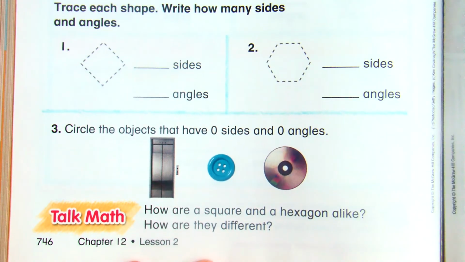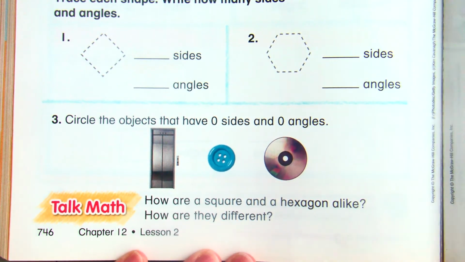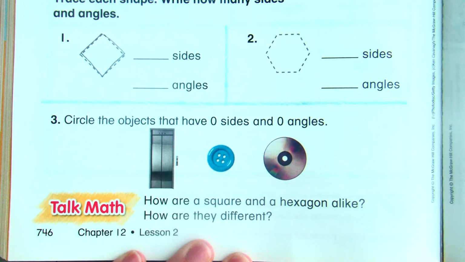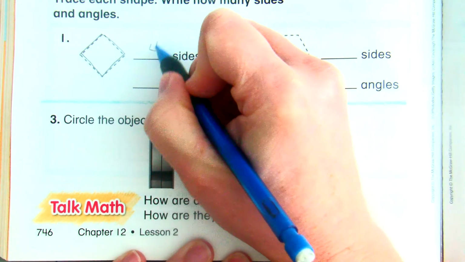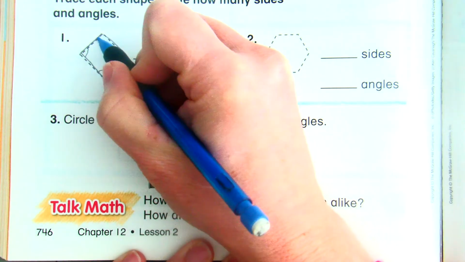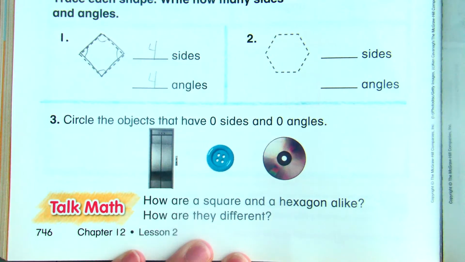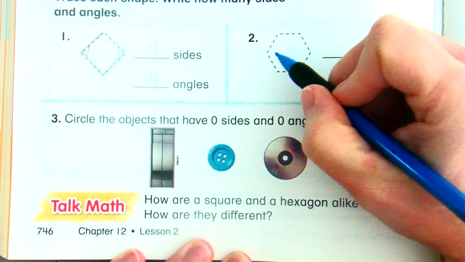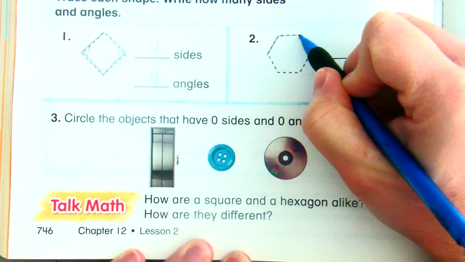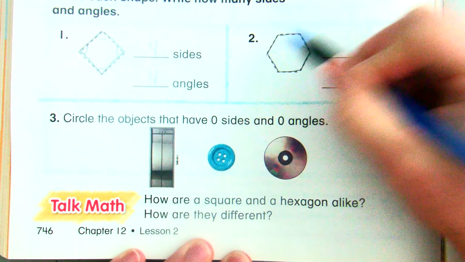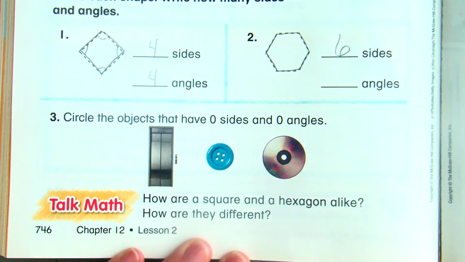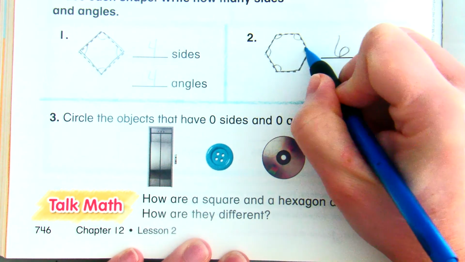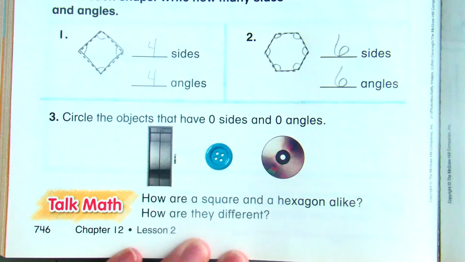Down below, I'm going to trace each shape, and then I have to write how many sides and angles it has. So after I trace this and I count my sides, I count 4 sides, I count my angles, and I have 4 angles. That could be called a square or a diamond because it's turned and it looks a little bit like a diamond. 1, 2, 3, 4, 5, 6 sides, 6 sides. That is called a hexagon. And of course we have 1, 2, 3, 4, 5, 6 angles as well.